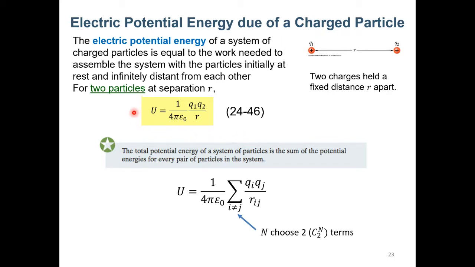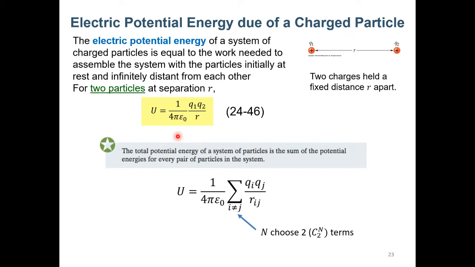It's quite similar to the previous formulas, like F is K times Q1 Q2 over R squared. Here it is just over R. Or you can imagine E is K times Q over R squared. And also V equals K times Q over R. So in this case, it is K Q1 Q2 over R.